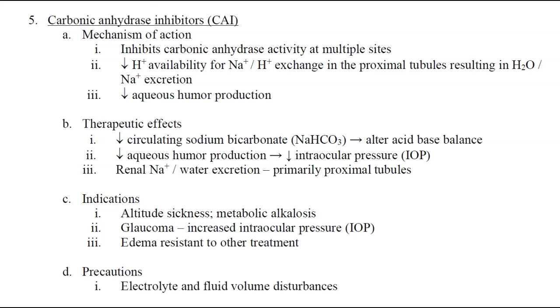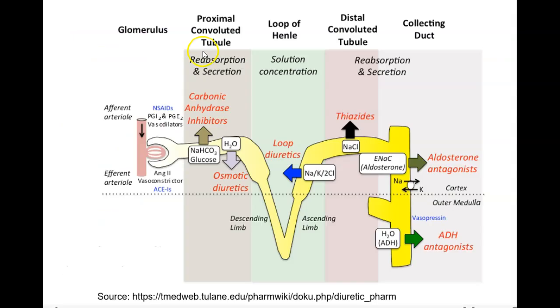Now that we have somewhat of an understanding of what carbonic anhydrase is, let's talk about the mechanism of action of carbonic anhydrase inhibitors. So this is where the carbonic anhydrase inhibitors work. How does it work? It inhibits the carbonic anhydrase activity at multiple sites, but works at the location of the carbonic anhydrase enzyme system along the nephron, primarily in the proximal tubule. It decreases hydrogen availability for sodium and hydrogen exchange in the proximal tubules, resulting in water and sodium excretion. In addition, it also decreases aqueous humor production.